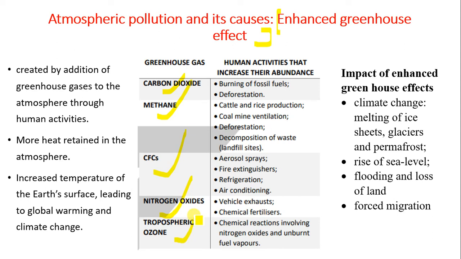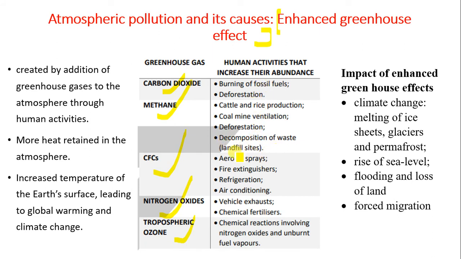Now, this tropospheric ozone is referred to as what? Smog. Take note, we've looked at it earlier. Or surface ozone. It's the same thing as smog. Human activities that increase their abundance: burning of fossil fuels, deforestation, cattle and rice production, which increase methane, and coal mine ventilation. Deforestation we've also mentioned.